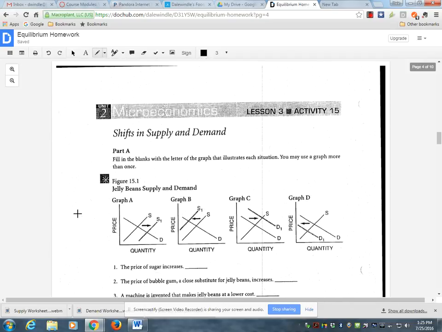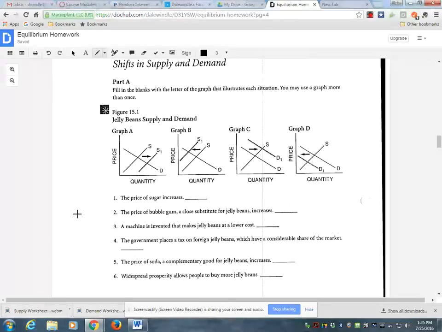Now, let's move on here. This is a very important page right here, because here's the thing. As confusing as this seems, there's only four things that can happen. Supply can increase, supply can decrease, demand can increase, or demand can decrease. And when those things happen, equilibrium price and quantity do the exact same thing every time. So we're talking about jelly beans, the market for jelly beans, and here are the four possibilities of what can happen. I just want you to correspond graph A, B, C, or D with the event here.